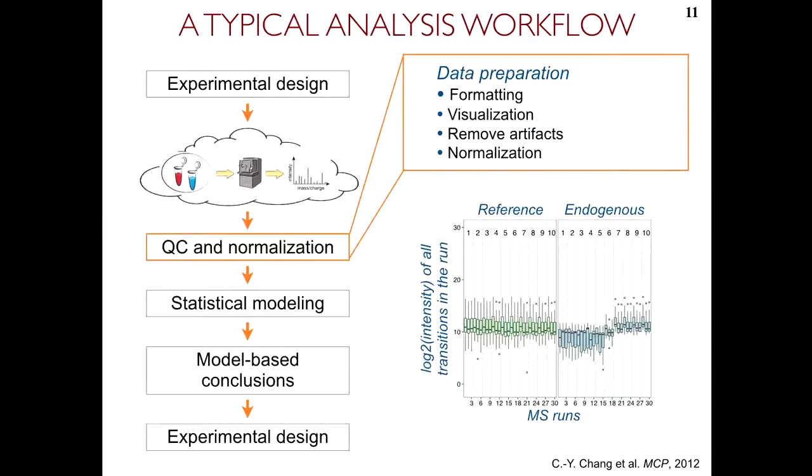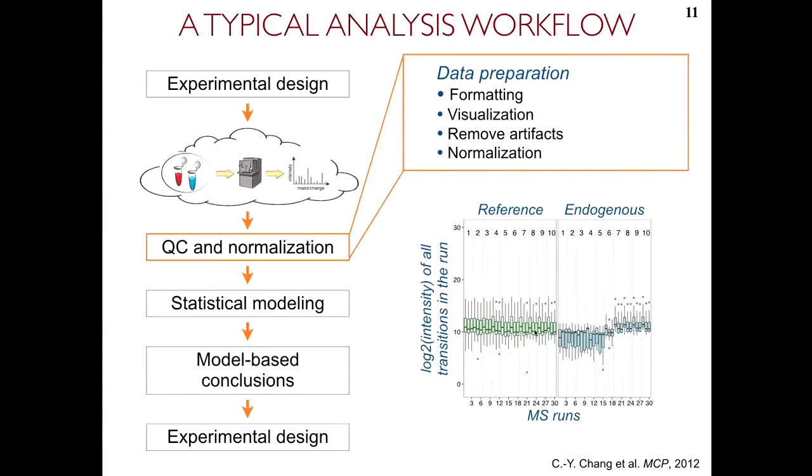So in this particular case, this is an experiment, a time course of yeast, which was subjected to starvation progressively. This is the work from Paola Picotti's lab a while ago. And so this targeted experiment had stable isotope-labeled reference peptides for every endogenous peptide. And so now we have these two types of peptides. So these are the references, these are the endogenous.